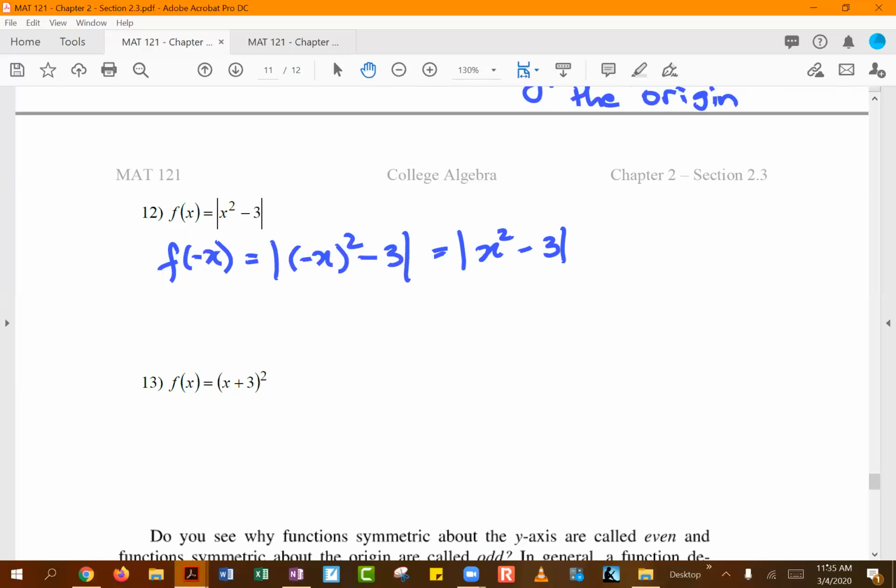So does it match the original function you started out with? Yes, so you don't even have to worry about checking for an odd because it came back to the original function, which means it's an even function, and even functions have symmetry about the y-axis. Very good.